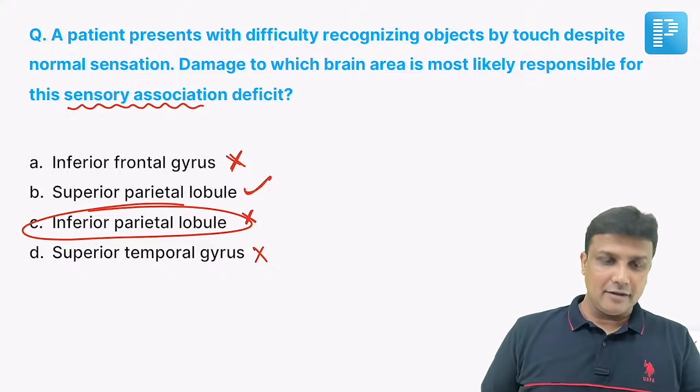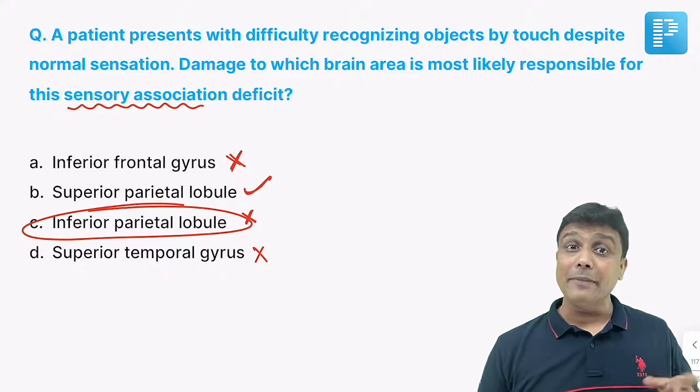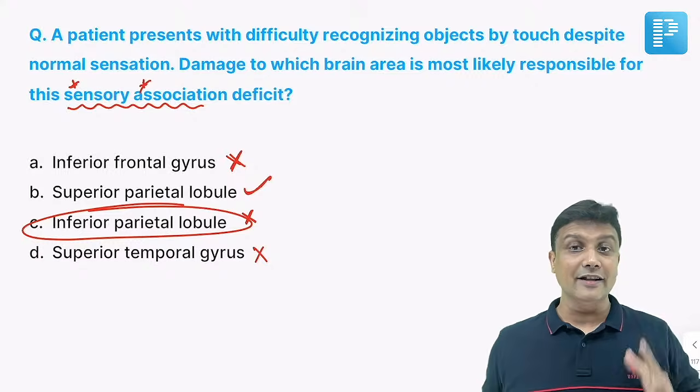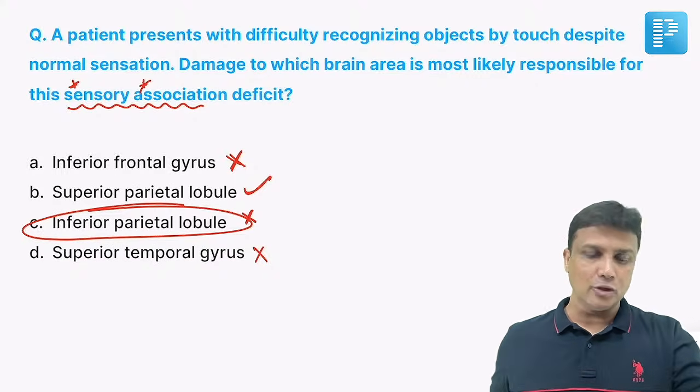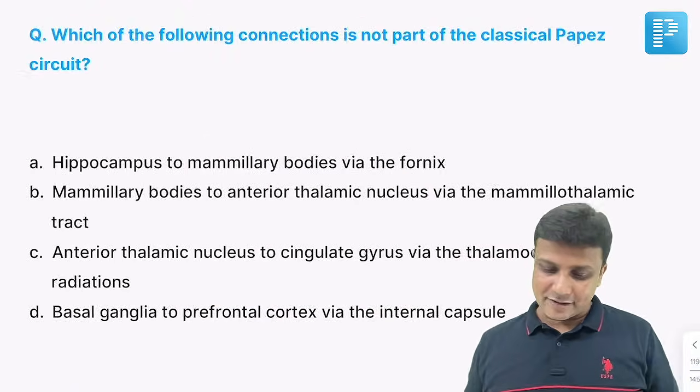Whatever you're telling there, 3, 1, 2, that Brodmann area number 3, 1, 2, that is primary sensory area. But here the deficit is actually in the sensory association area, not the primary sensory area, sensory association area. So that will be 5 and 7. Brodmann area number 5 and 7. Okay. चलिए आगे बढ़ते हैं sir.